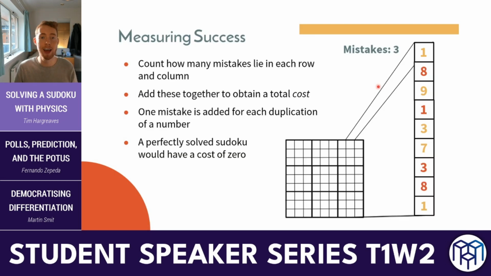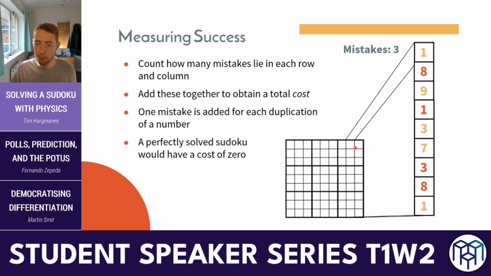How do we measure if our solution has improved by making a change? And we're going to do this by counting the number of mistakes in each row and each column and adding these all together. And we're going to refer to that as the total cost of a solution.